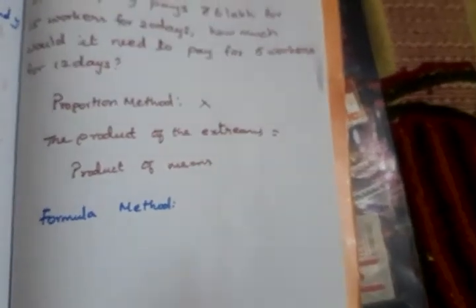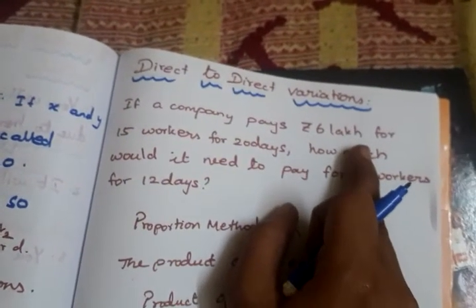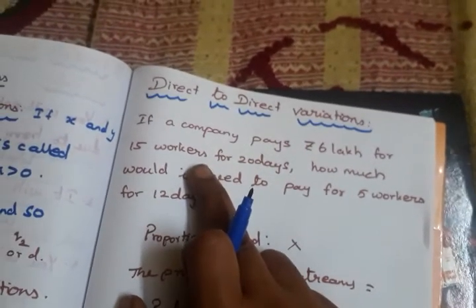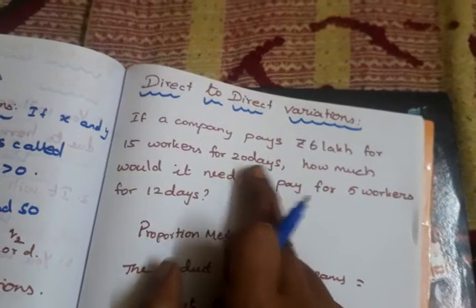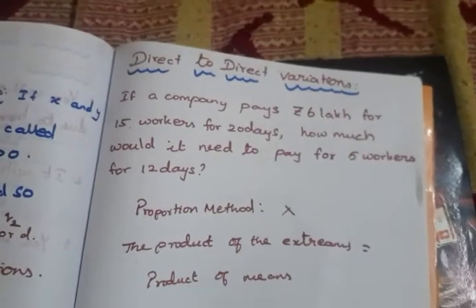So if a company pays rupees 6 lakhs for 15 workers for 20 days. So workers, the first one is P1, workers, persons, P1 how many workers?